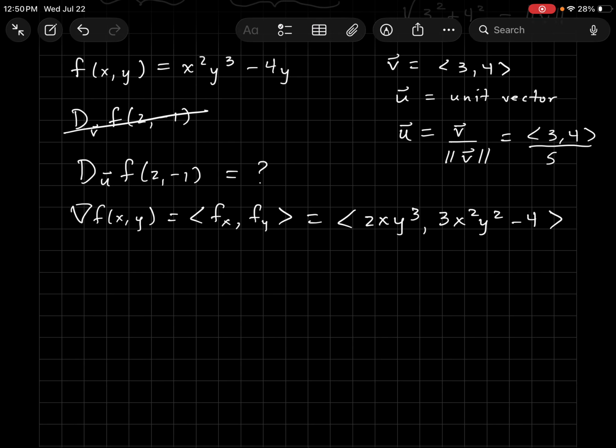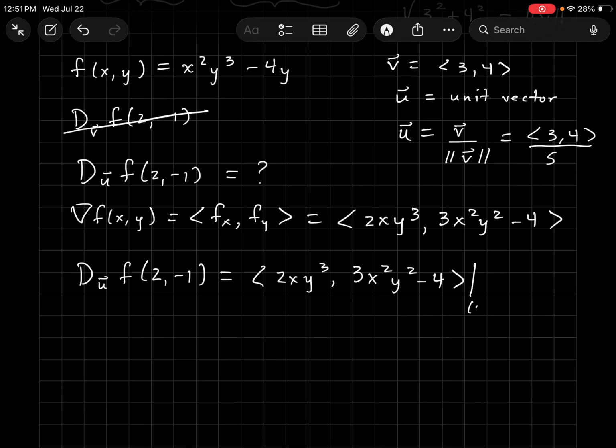And then our directional derivative in the direction of u of f at (2, -1) would be the following. It would be (2xy cubed, 3x squared y squared minus 4) at the point (2, -1), dotted with my unit vector (3/5, 4/5).